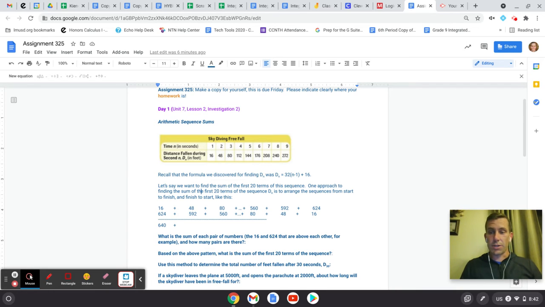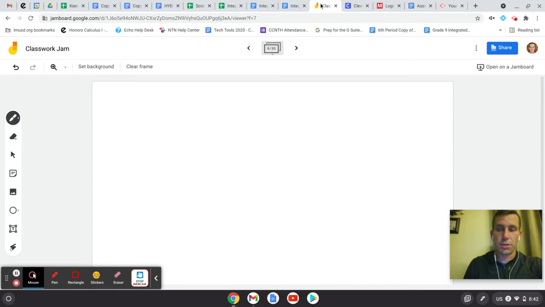And the question we want to ask ourselves today is, what is the sum of all of these numbers? So let's take a look at a simpler arithmetic sequence to answer that question. Let's say we have S sub n equals 1 plus 3 plus 5 plus 7 plus 9.